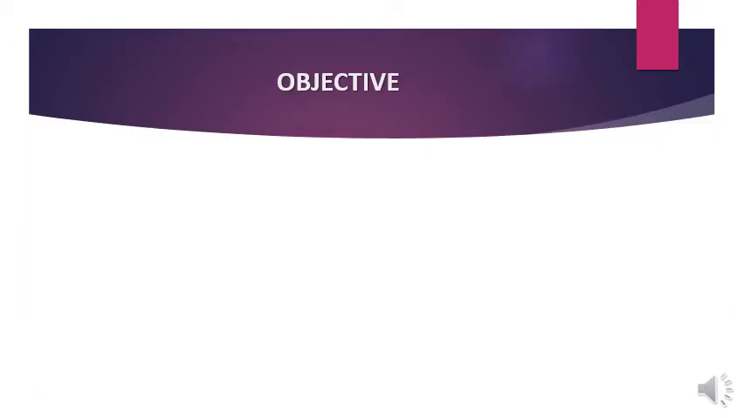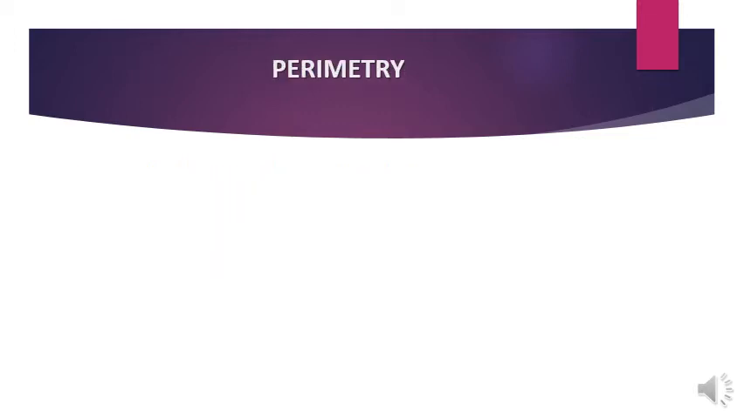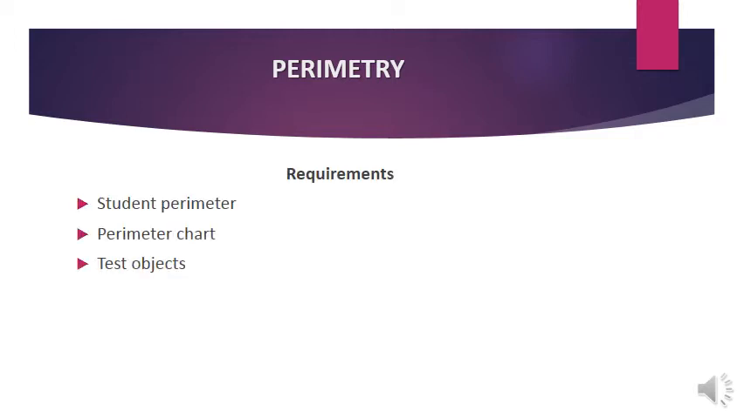By the end of this guidance, all of us should be able to answer these questions. Number one, describe the printed perimeter chart and the procedure of perimetry by using student perimeter. Perimetry can be defined as a method for accurate charting of the peripheral field of vision. We will be needing some instruments for this practical.